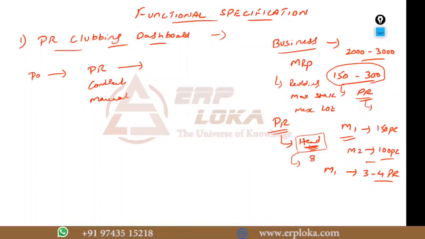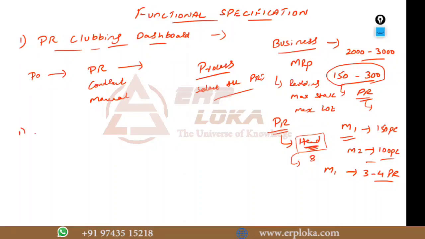So what they have requested is a process where they can select all PRs and release at a time. This was their requirement. And what we suggested is we thought of building a PR clubbing dashboard. Now let's speak about the problems when he is releasing 150 to 200 PRs.